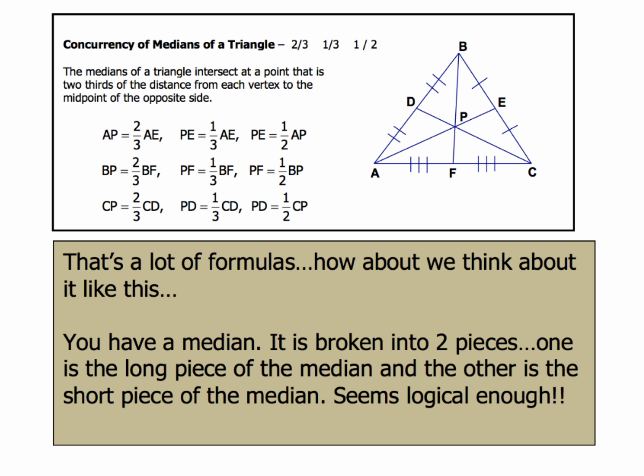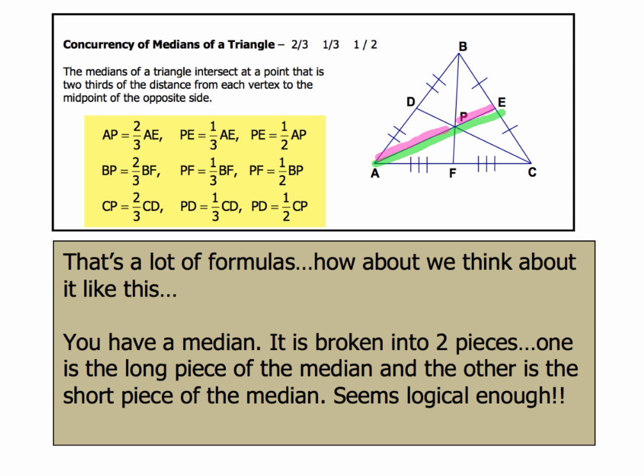You've got this thing called a median. I'm going to highlight just one of the medians, this median right here, and we're going to use the AE median. That median gets broken up into two pieces. You've got this piece right here, which is going to be the long part of the median. Then let's take a look at this piece right here from P to E. That would be a short piece. You got the median, you got a long piece, and you got a short piece of the median. Not too bad. But the formulas tend to make things a little bit more complicated.